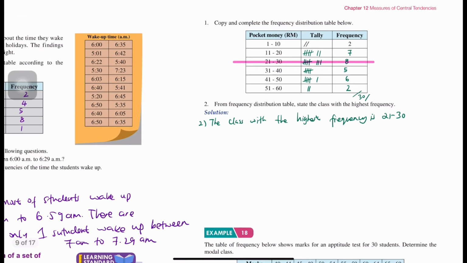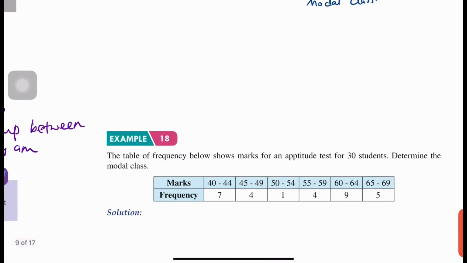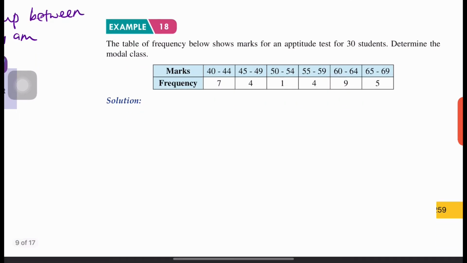Sebelum tu, we know that ini adalah the class with highest frequency, betul? So apa kita panggil kelas ini? Kita boleh panggil dia sebagai the modal class. Now let's look at the next example.